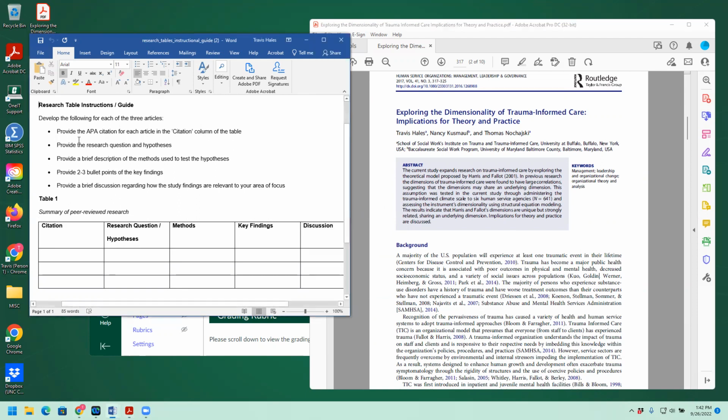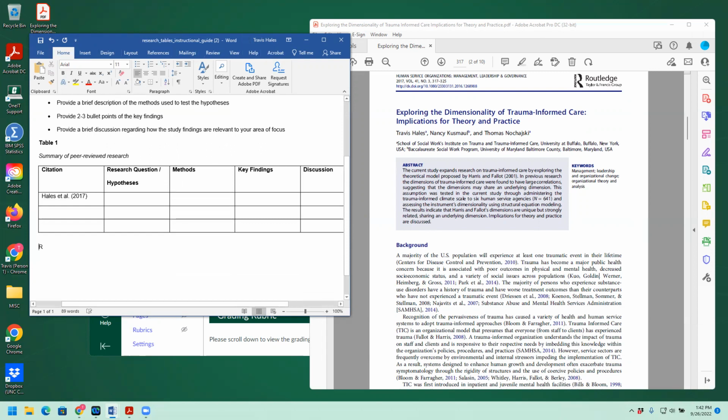So to start out, I'm going to provide the APA citation for each article in the citation column of the table. So here, because there are 3 or more authors, I am going to put Hales et al. with the date. And the date this was published was 2017. Now I will include a reference for each one of my articles down here, and I will write that up really quick.